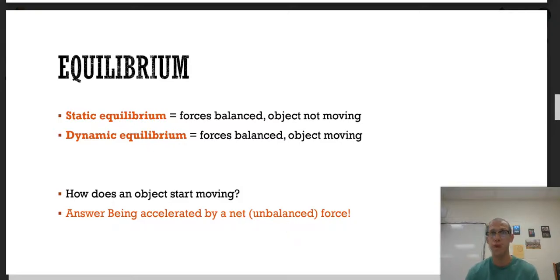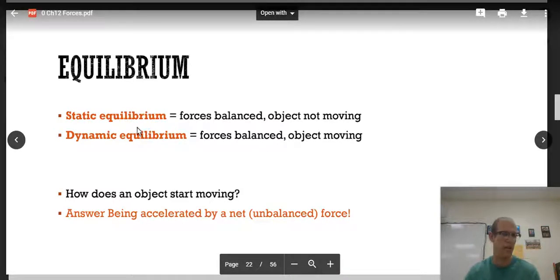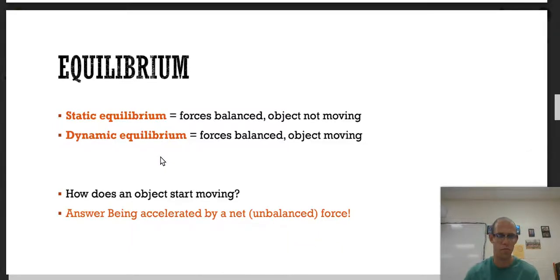It's very, very likely that's going to happen, whether it's another planet or asteroid or a moon or something else, but it's most likely going to encounter something if you push it in space. So to actually start a motion, you need to have a net unbalanced force. There cannot be equilibrium if you want to start a motion.